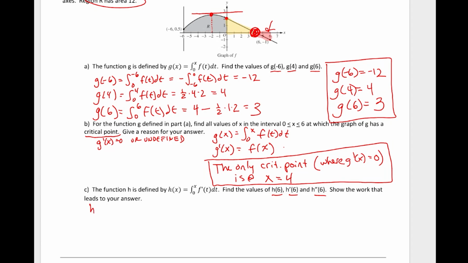So I'm going to just rewrite h of x. Now I'm going to write h prime, which is going to be the derivative of that integral. So if I substitute an x, it's going to give me f prime of x. And then h double prime is going to be f double prime.